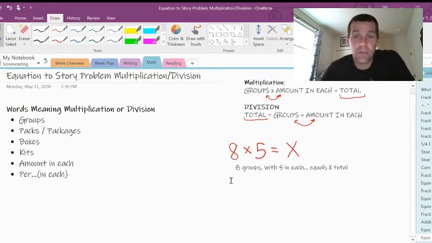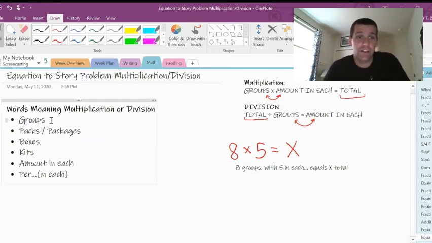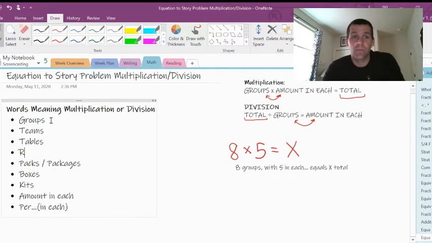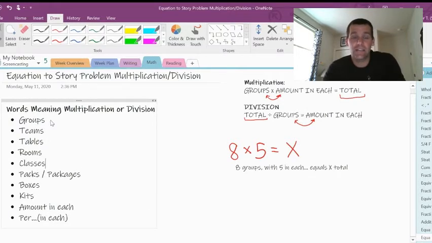Underneath here, I'm going to want to think about groups and things that come in groups. So maybe another good one over here that I forgot to put in here with groups could be teams, tables, like table groups, rooms, classes. So lots of things that have multiple things in them.